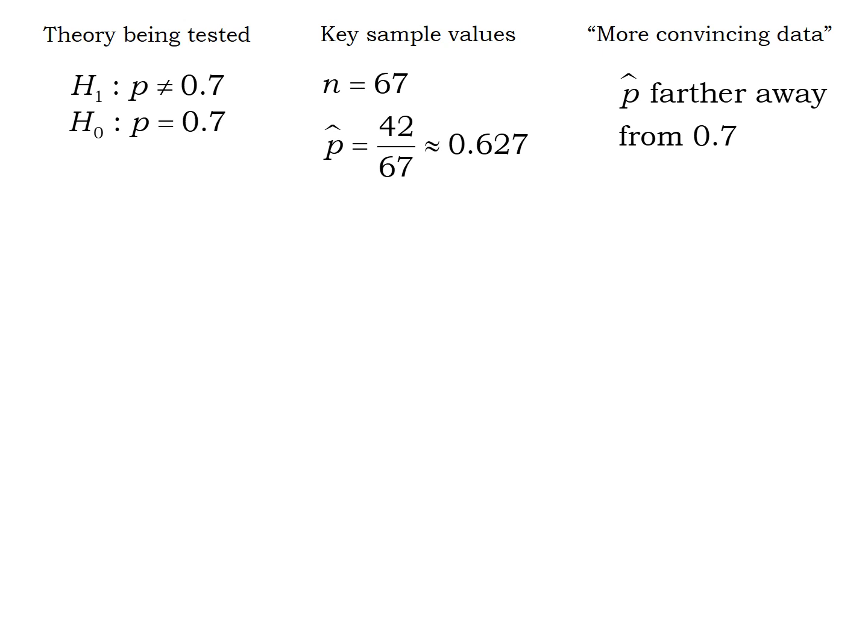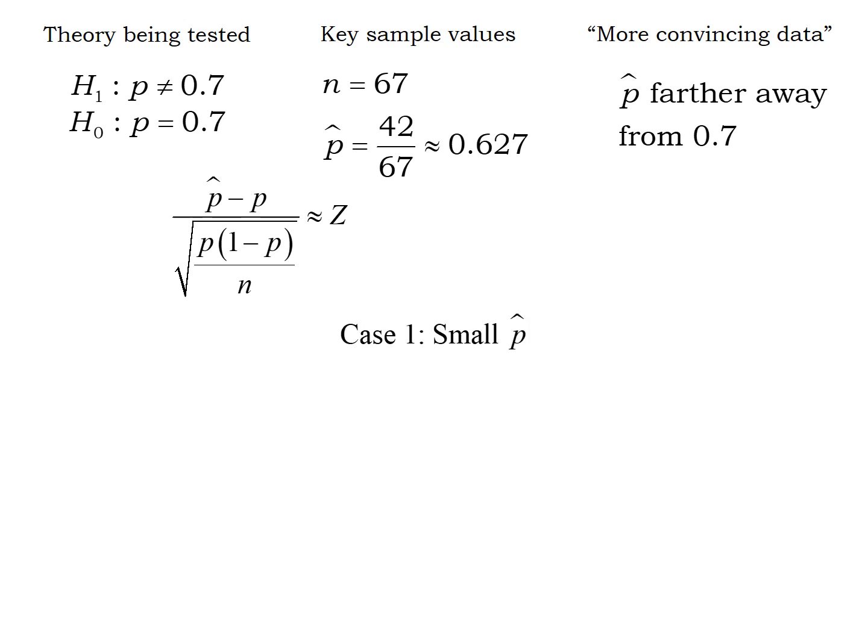So testing a proportion, typically we would use this equation, one you should be familiar with. And when we look at this, we have two cases to consider. We want p hat to be farther away from 0.7 than our p hat currently is. So let's look at the first case.